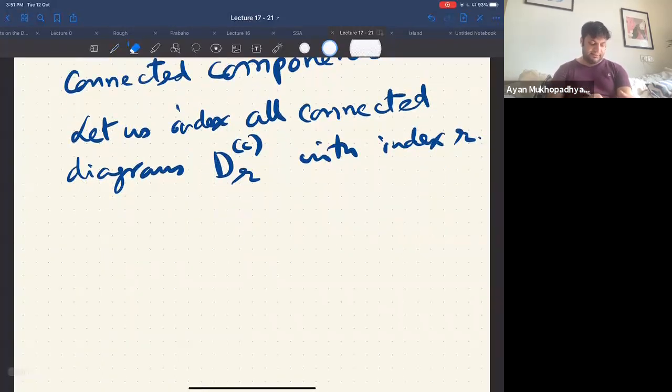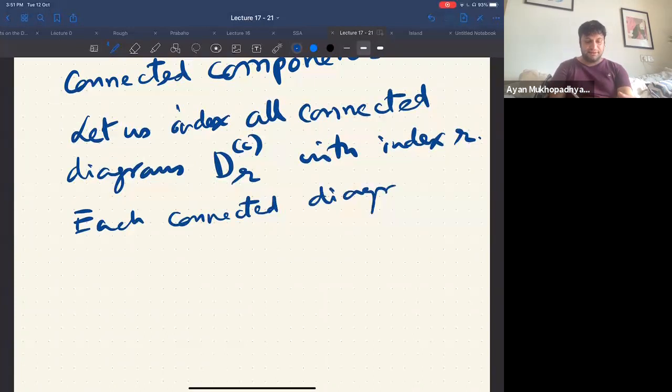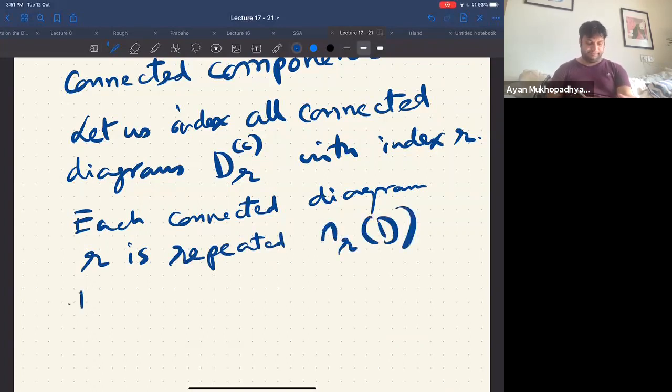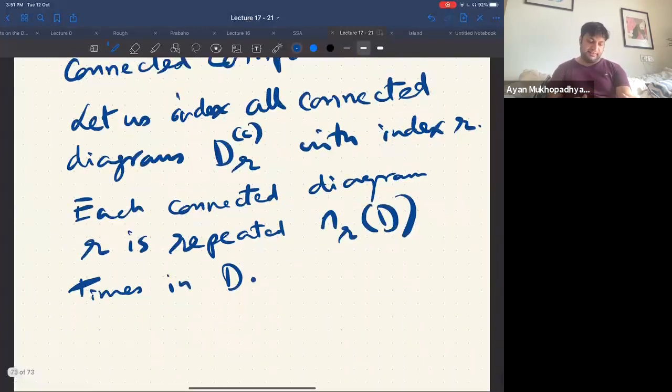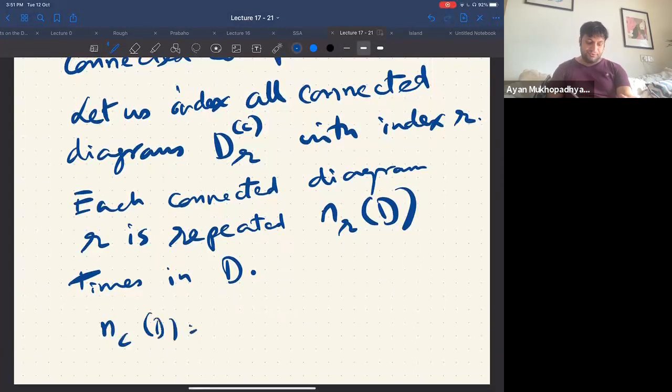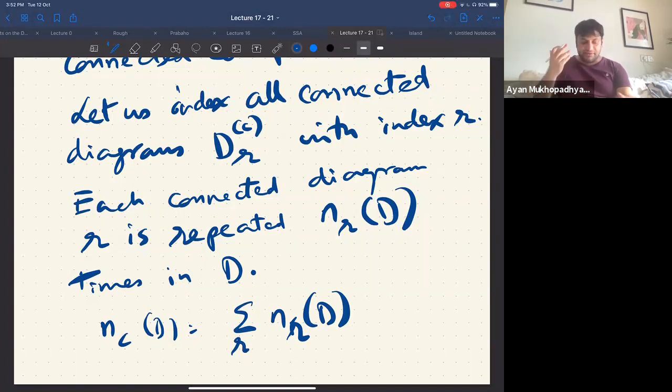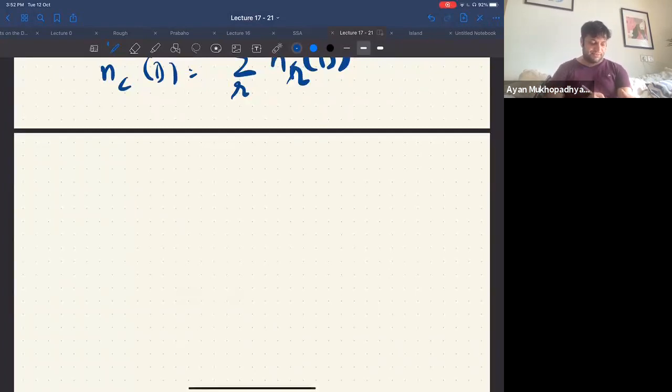So each connected diagram R is repeated N_R(D) times in D, right? And therefore, N_C(D), the number of connected components in D, would be simply the sum over R of N_R(D), right? Because most of these N_R would be 0, since many connected diagrams will not even appear in D. But let us give an example and make this notation clear. So take a connected diagram of this kind. Let us make life simple, something like this.